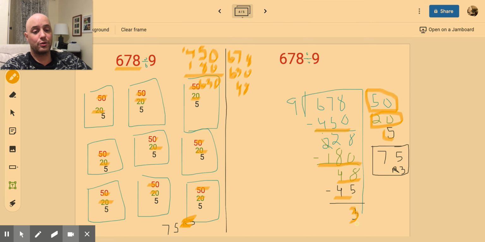And so 3 will be our remainder because we cannot fair share 3 into those 9 boxes unless we make the 3 into a fraction. So answer, 75, remainder of 3.